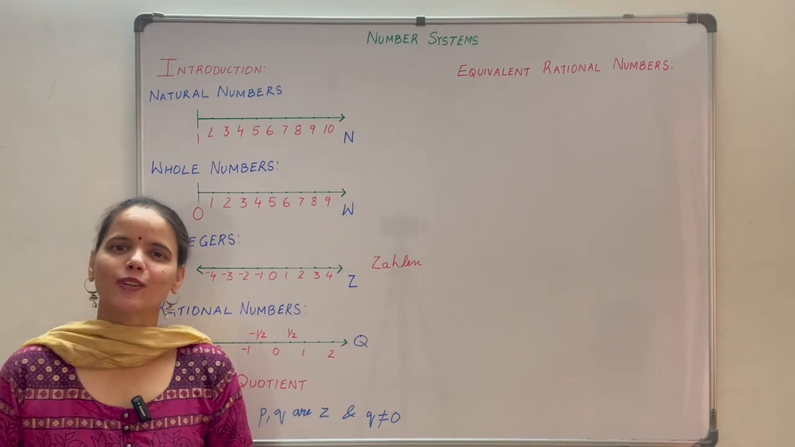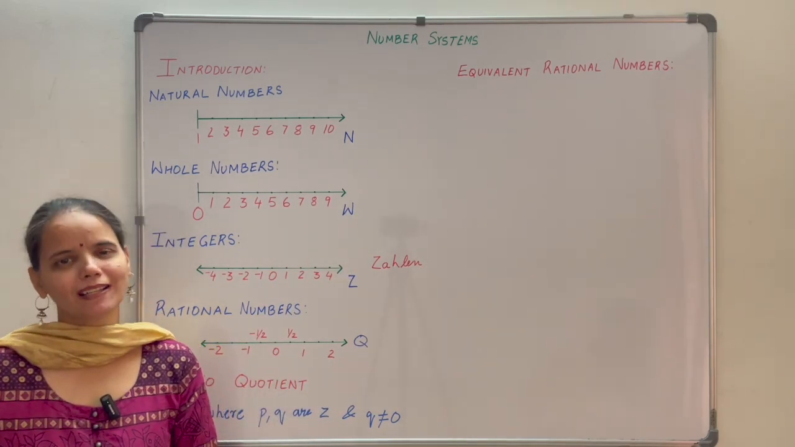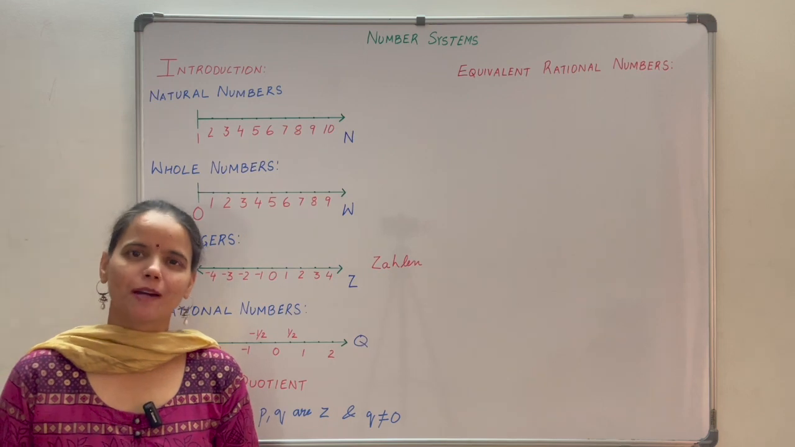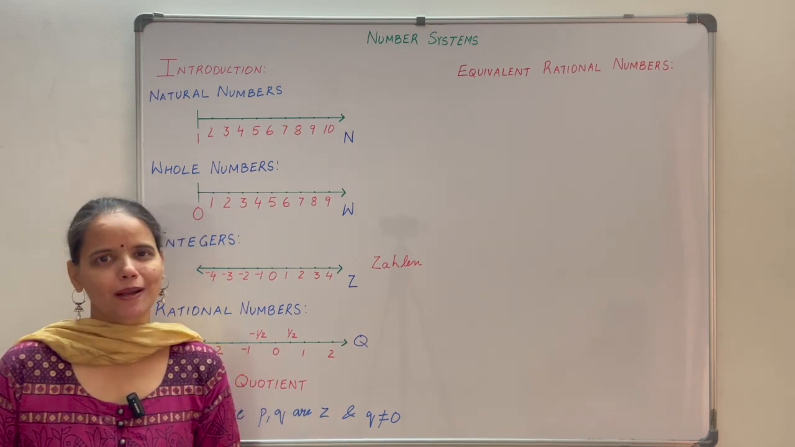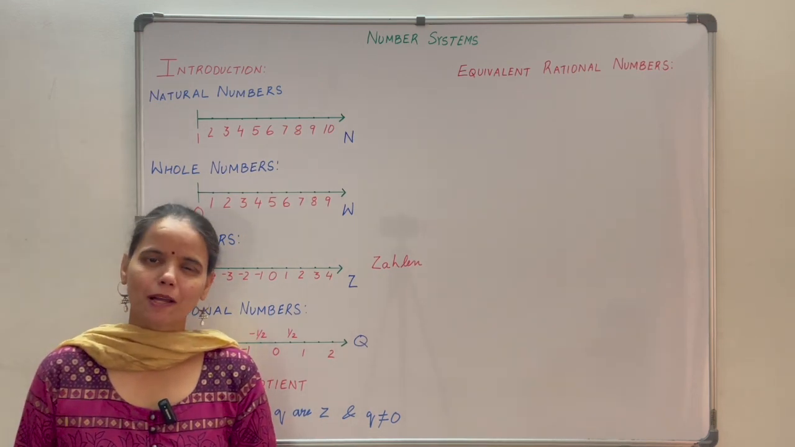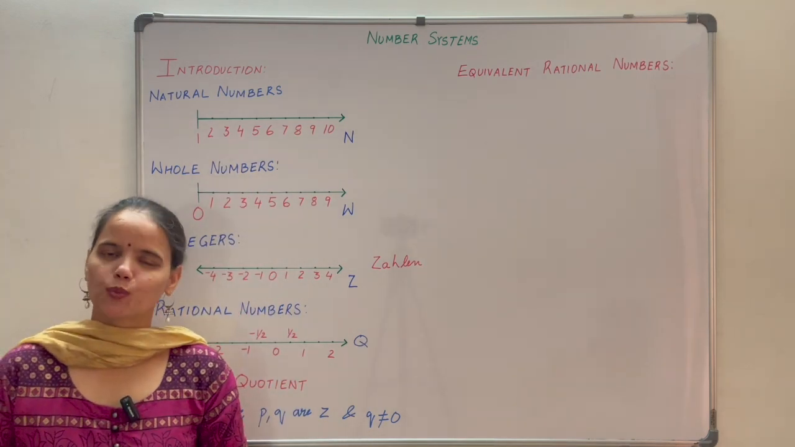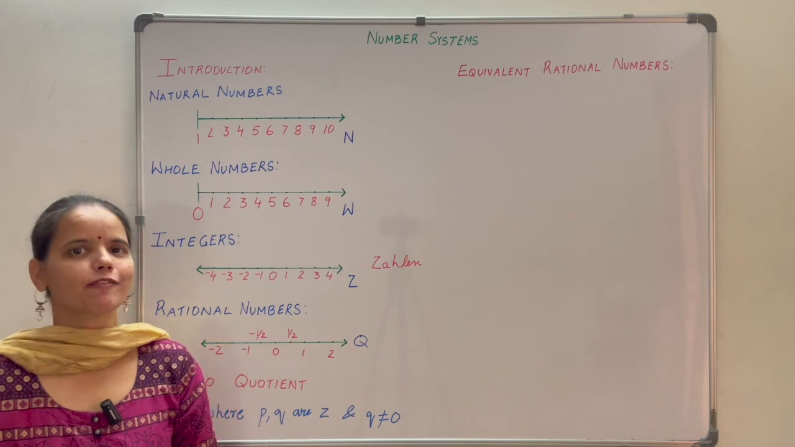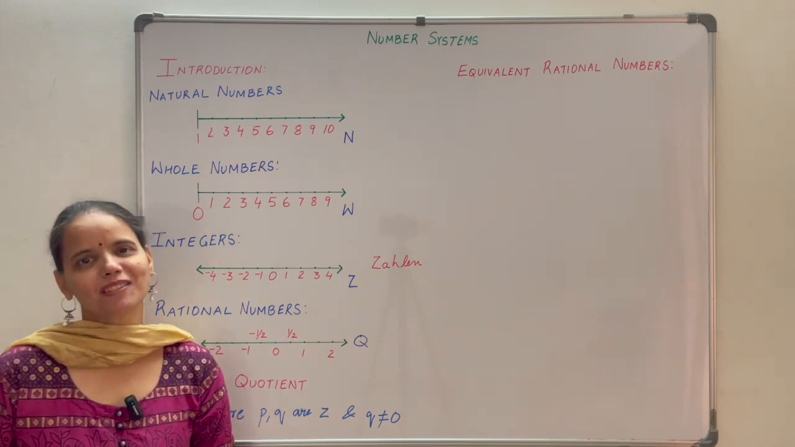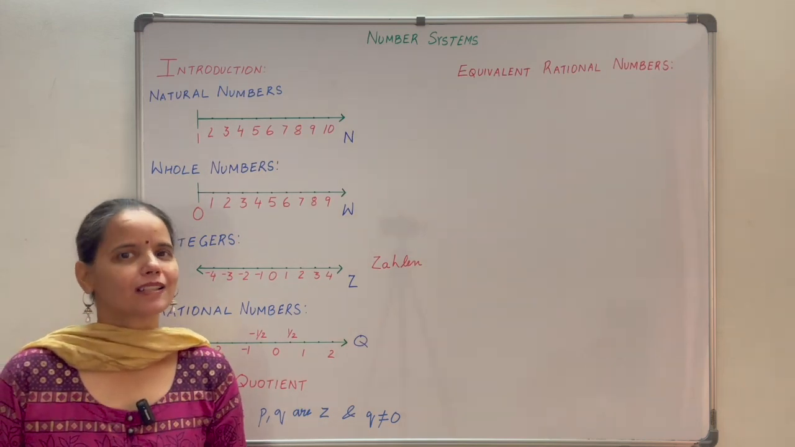Number systems. In your earlier classes, you have studied about number line and how to represent various types of numbers on it. Let us do a quick recap of those numbers. First numbers which you came across were natural numbers. As we know, we use 1, 2, 3 and so on when we begin counting. So these numbers are called counting numbers or natural numbers.